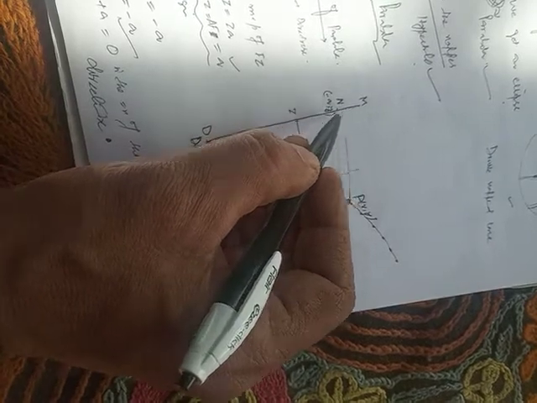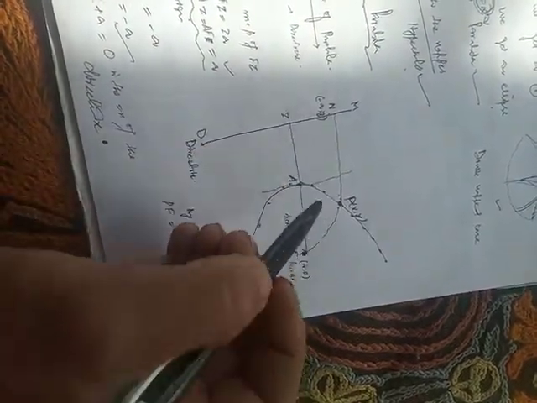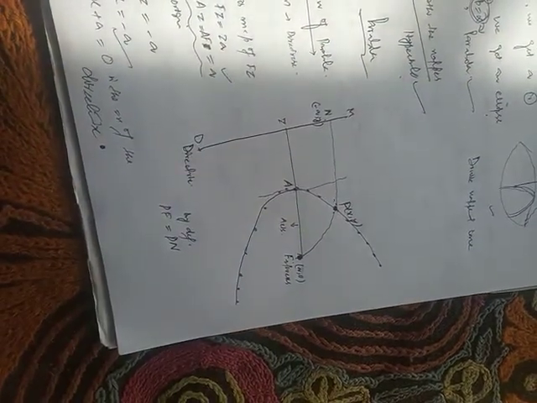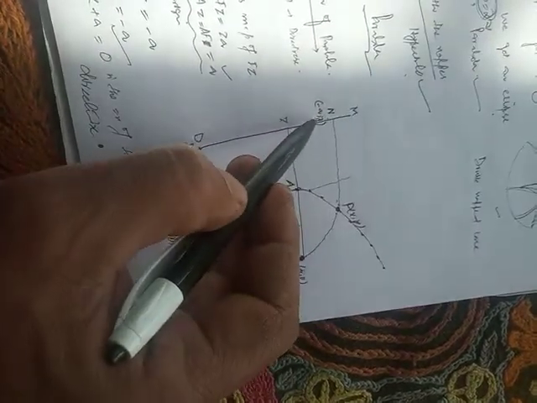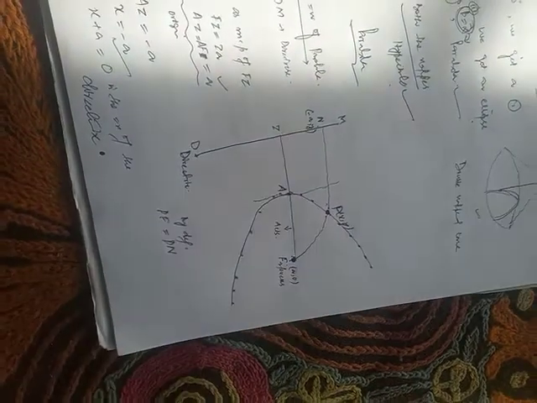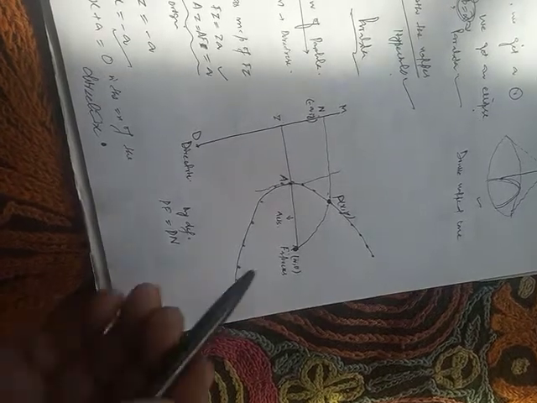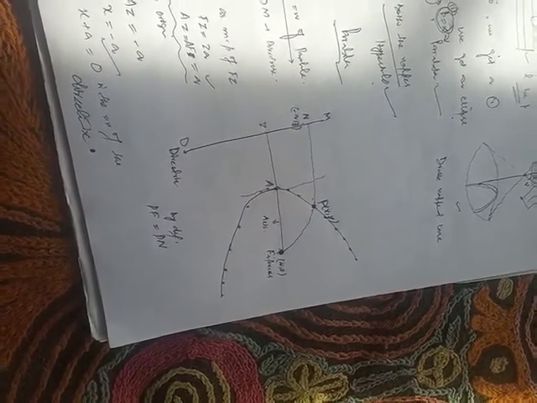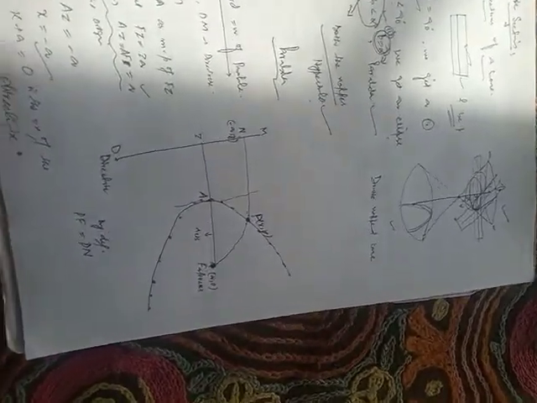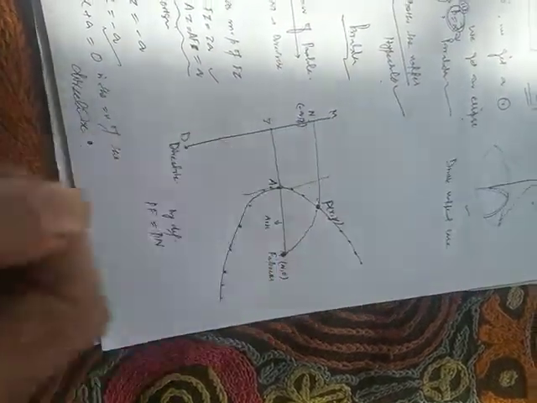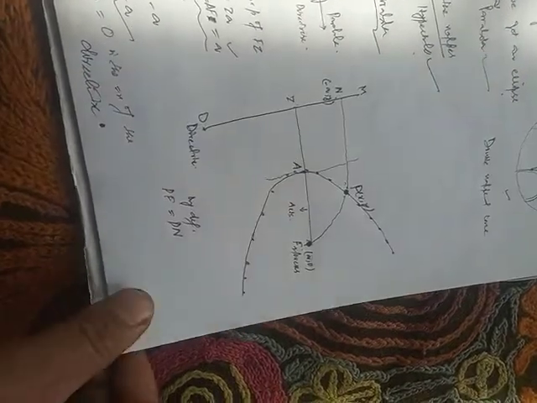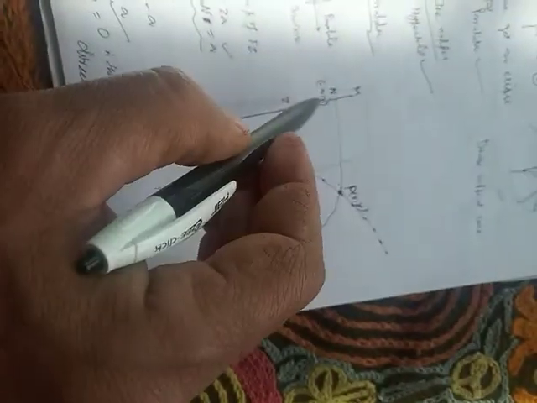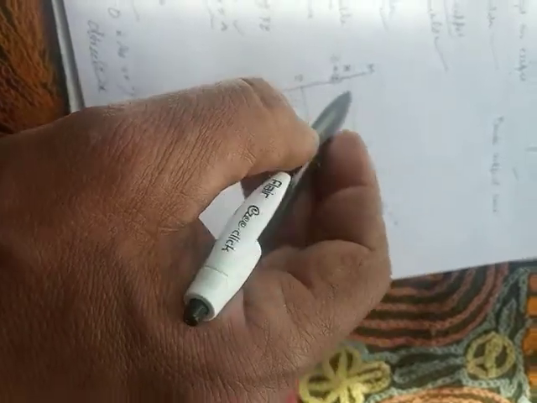PN is perpendicular on the directrix. So this N will have coordinates (minus a, y), because the coordinates of P are (x, y), and as PN is perpendicular on the directrix, the y coordinate of this point M on the directrix, and of N, will be y.